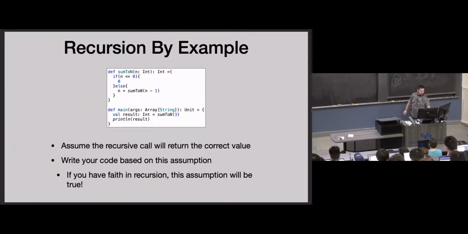So on the input 3, we make this recursive call, sum to n of 2. And we're just going to assume that that returns 3, 1 plus 2. We're going to assume that returns 3, and then build the rest of our logic around that assumption.